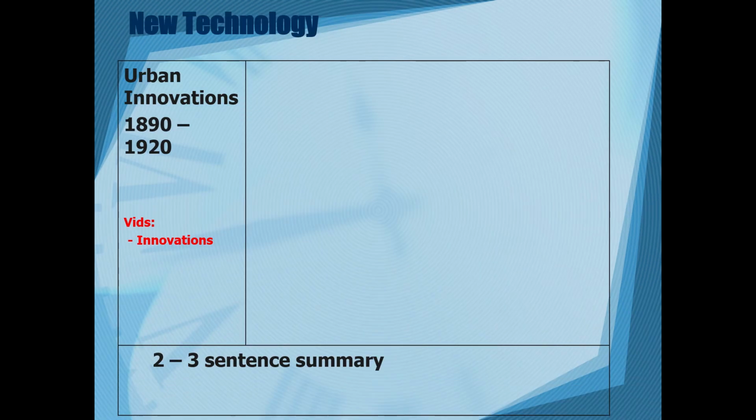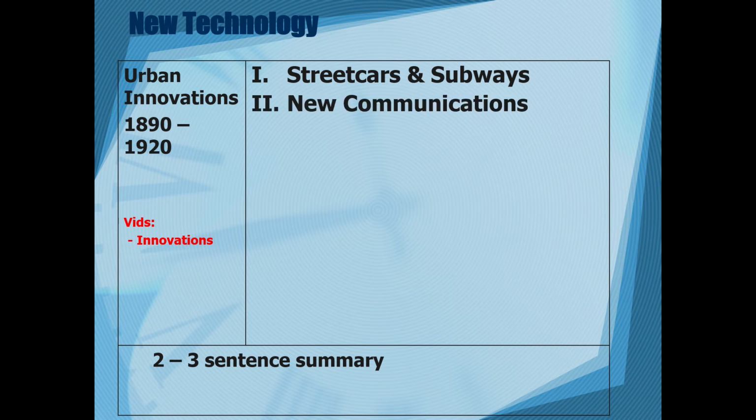So let's take a look at new technology. So urban innovations, what do we got? Streetcars and subways. So they started getting rid of horses, which helped with the whole poo problem, the whole sewage problem. Streetcars were electric, and they did dig out subways. And in New York, a lot of the subtunnels they originally dug, they've improved them, but they're still using the original infrastructure.